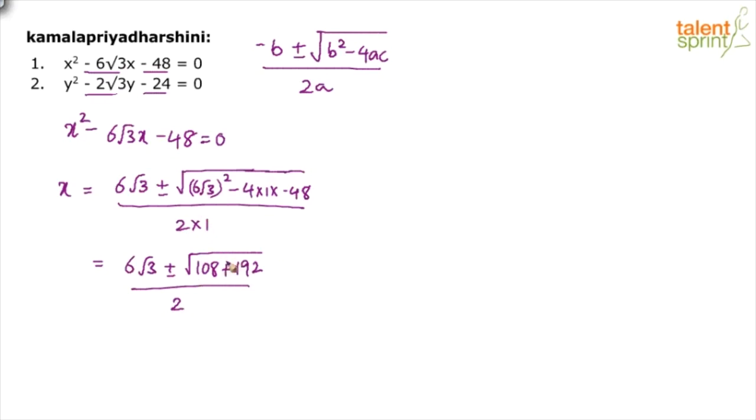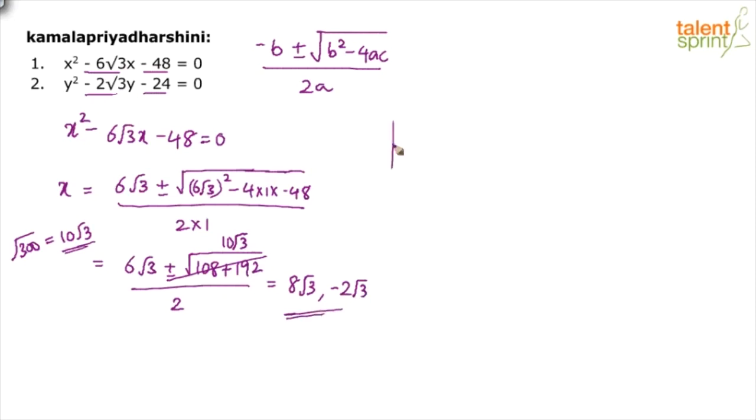Now root 300 is nothing but 10 root 3. 3 into 100, that 100 when it comes out of the square root becomes 10. So 6 root 3 plus or minus 10 root 3, divided by 2. Now 6 root 3 plus 10 root 3 is 16 root 3, by 2, 8 root 3. 6 root 3 minus 10 root 3 is minus 4 root 3, by 2, minus 2 root 3. So these are the two values.